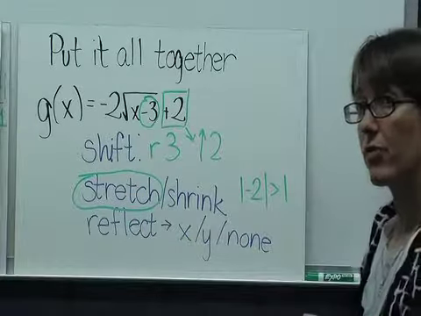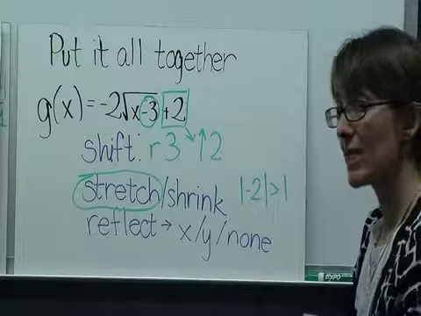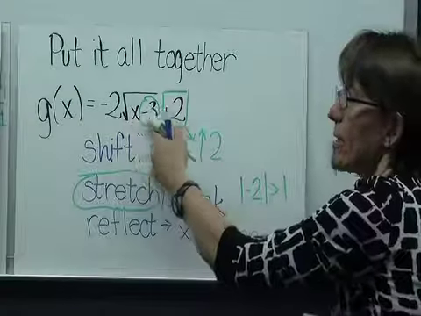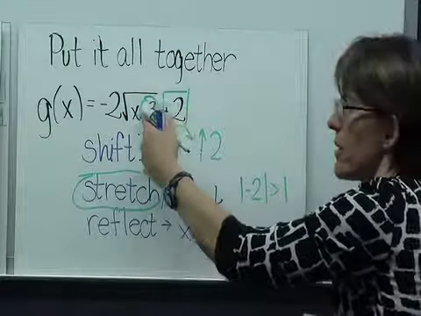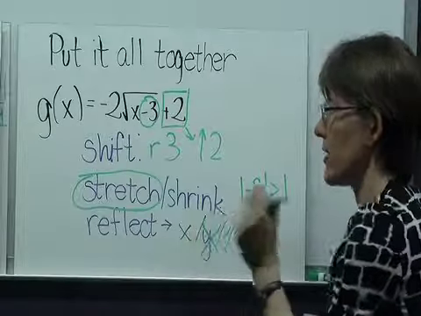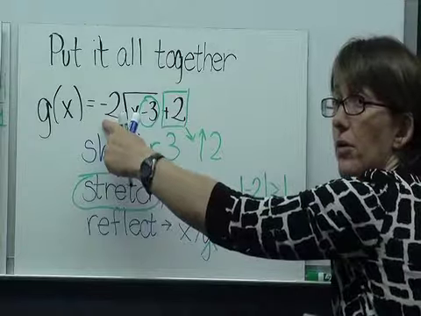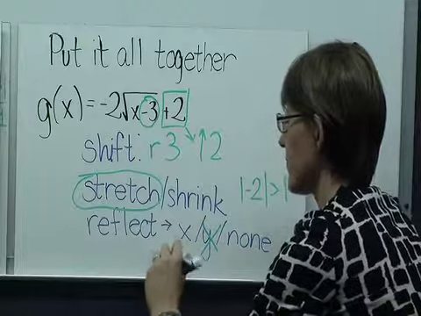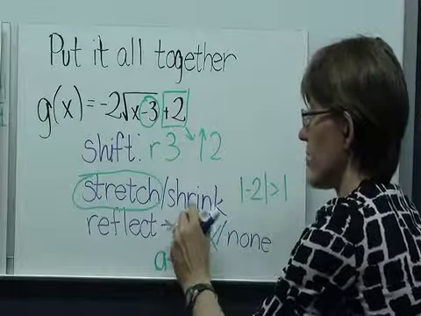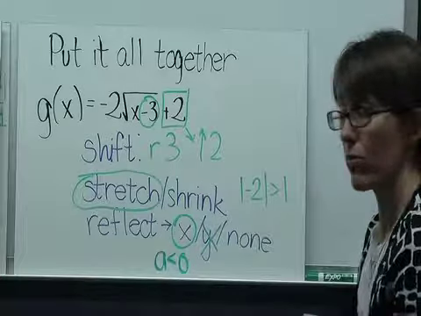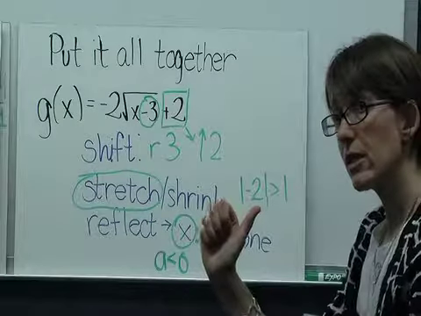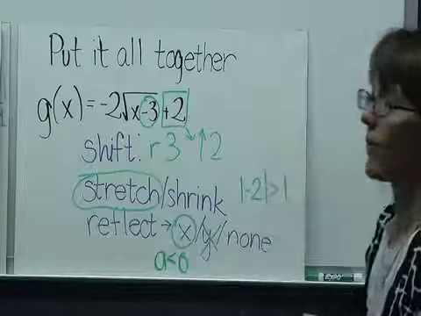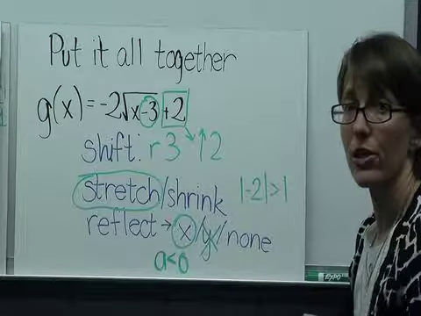Then I want to ask myself about reflection. Will this be reflected in the x-axis, in the y-axis, or in none of the axes? Looking inside the square root sign, I see that this is not negative x, so it's not going to be reflected in the y-axis. However, my leading coefficient is negative, so when a is less than 0, that gives me reflection in the x-axis. So overall, my graph is going to go right, up, it's going to flip, and then be stretched. And that's how we put together the transformations of functions.